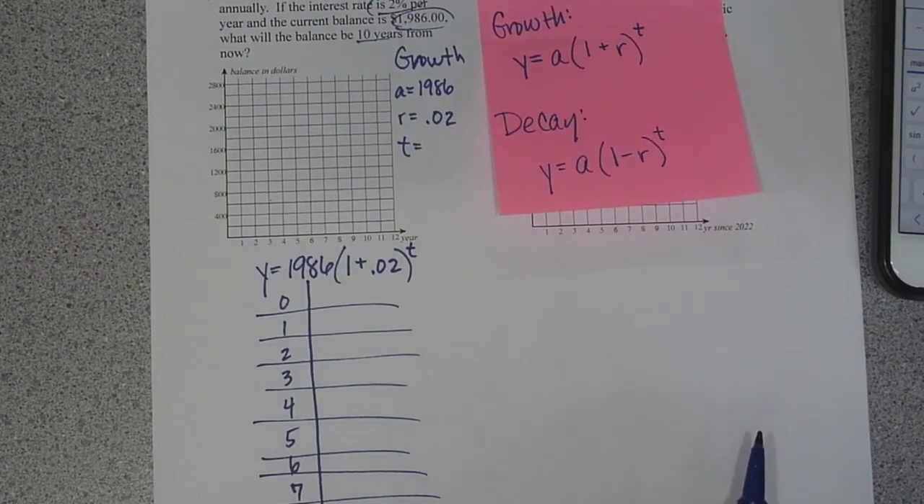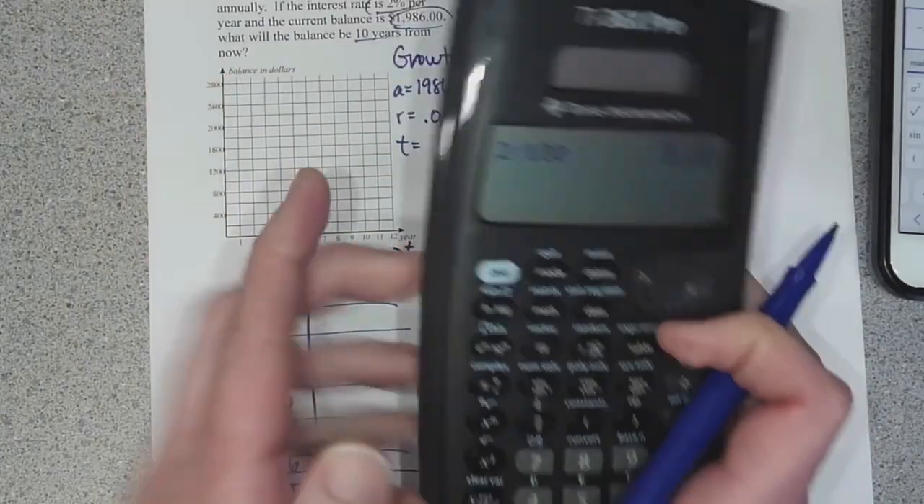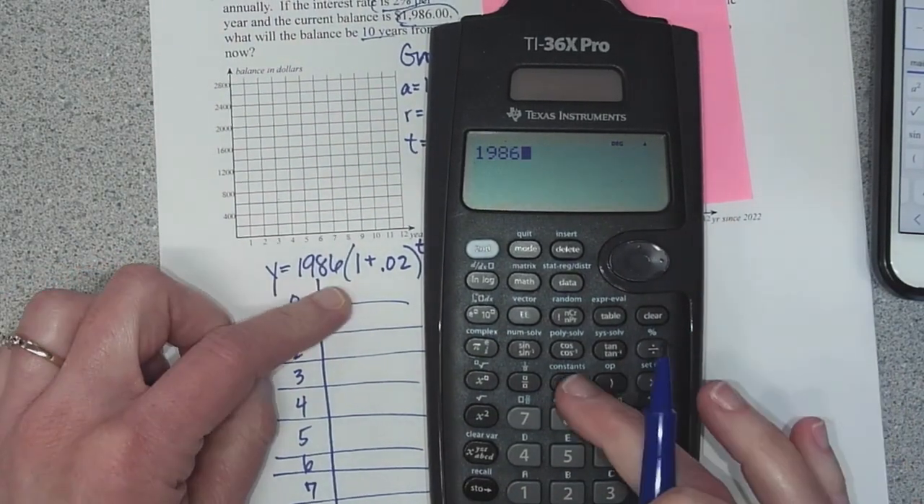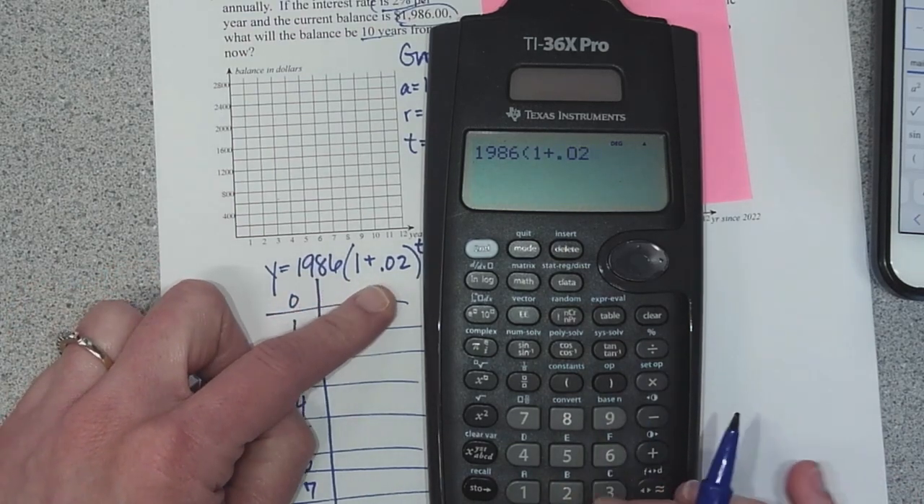And the y values will represent the account balance after that amount of time. So let's put it in the calculator. Don't need to put the y equals in. Start with that 1986. And then parentheses 1 plus 0.02.